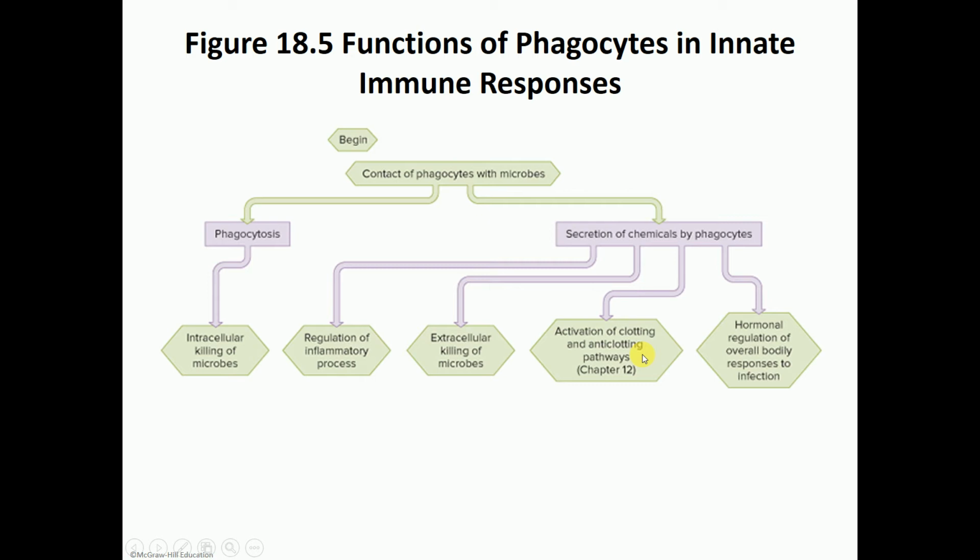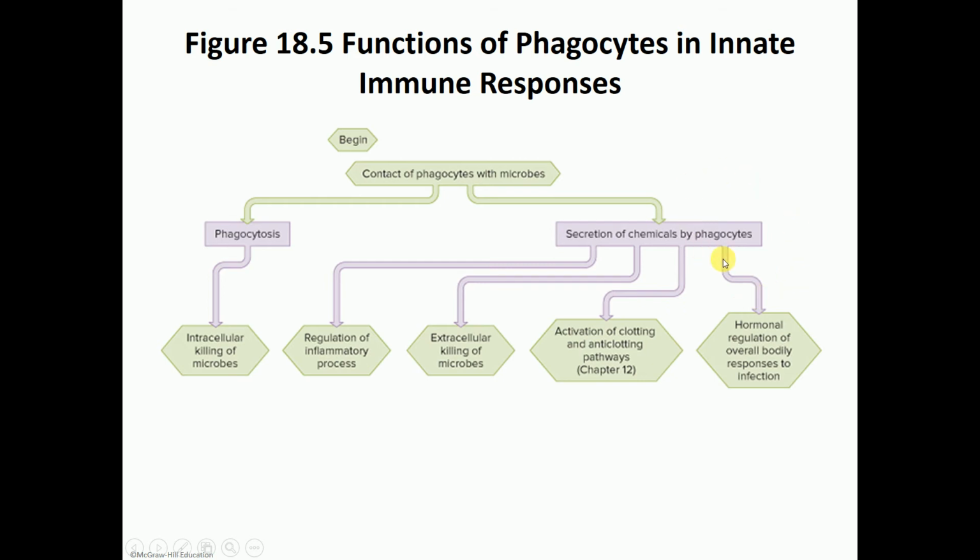Remember when we talked in chapter 12 about clotting mechanisms? Sometimes an infection, in order to prevent the spread of the infection, would induce a blood clot. So on one side, you're trapping the infection in this area and preventing it from spreading, but on the other hand, you've blocked the oxygen supply to the area. Okay, so that can be mediated by chemicals released by phagocytic cells.